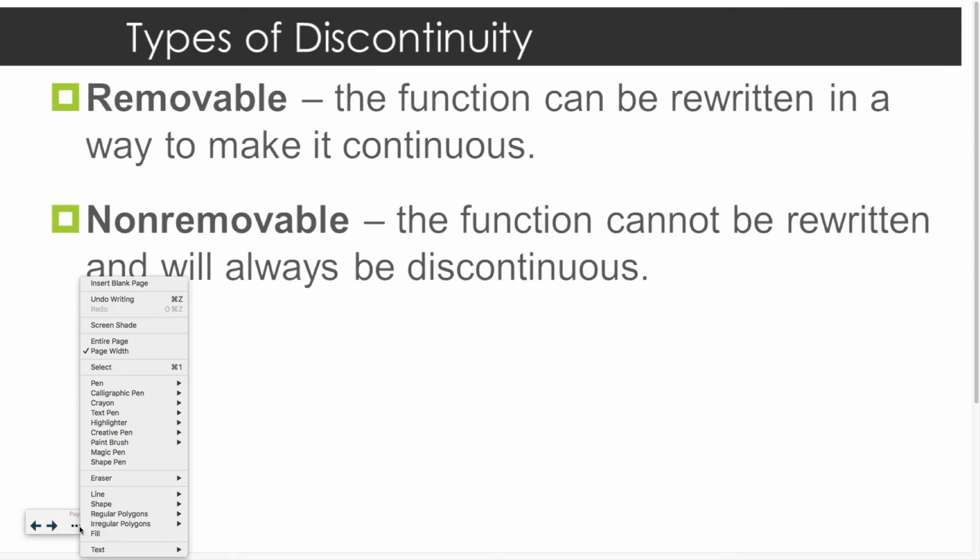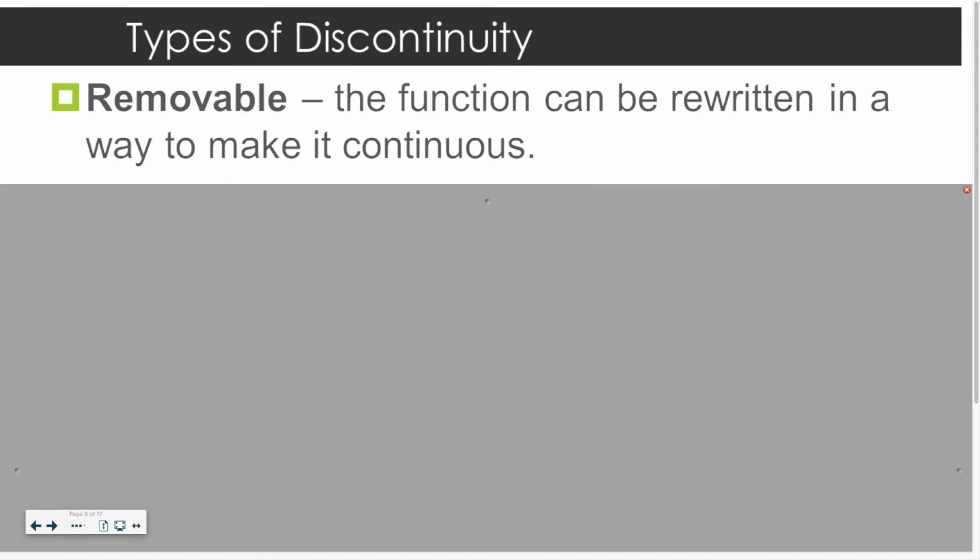Okay? Removable discontinuity means we could rewrite the function in a way to make it continuous. I'll show you what I mean. But removable means we could rewrite the function in order to create continuity. Once we get the definition written down, I'll go to a picture and show you what I mean.